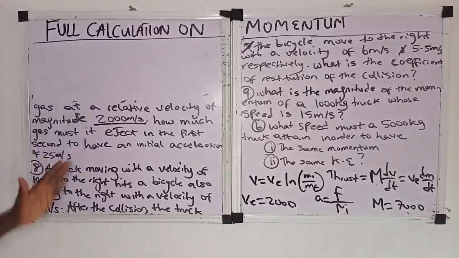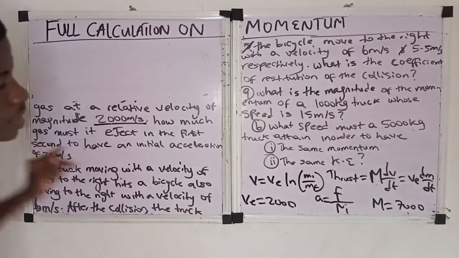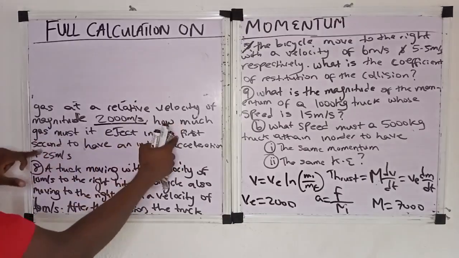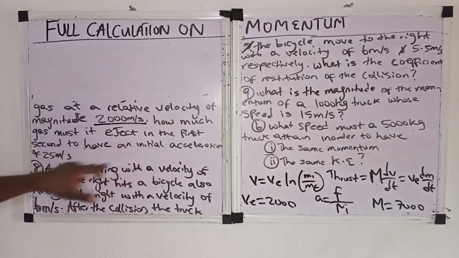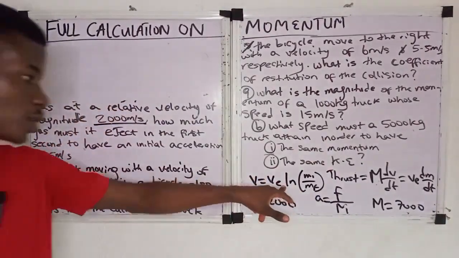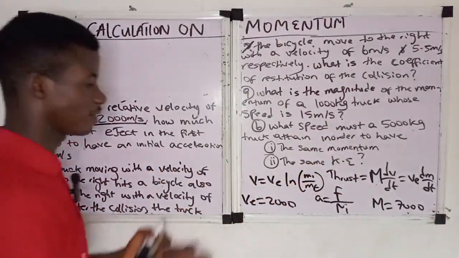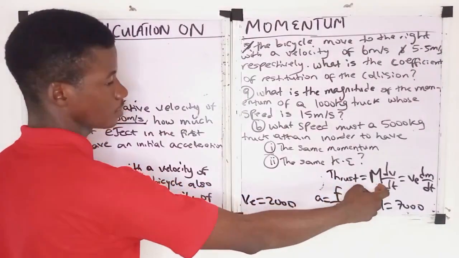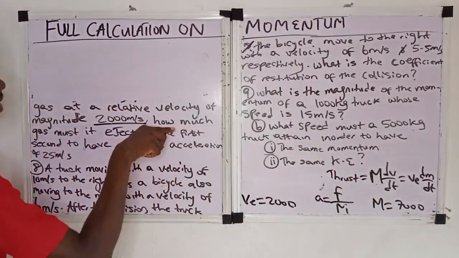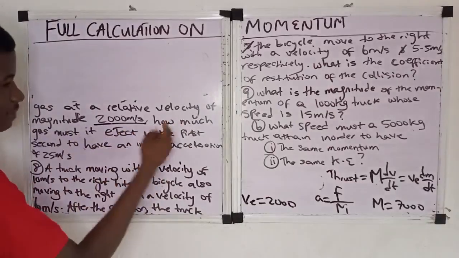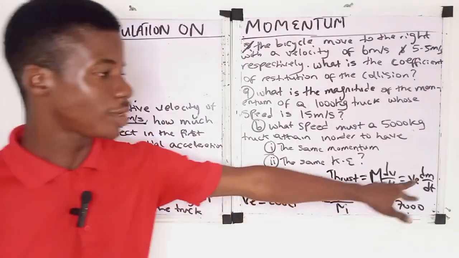Let me see. We are looking at it. They said how much gas must it eject in the first second to have an initial acceleration of 25. So which formula are we going to use? We cannot use this first one. We neglect this first one. Then the second one, thrust, is what we are looking for. They said how much gas must it eject in the first second. So we are going to use this one.